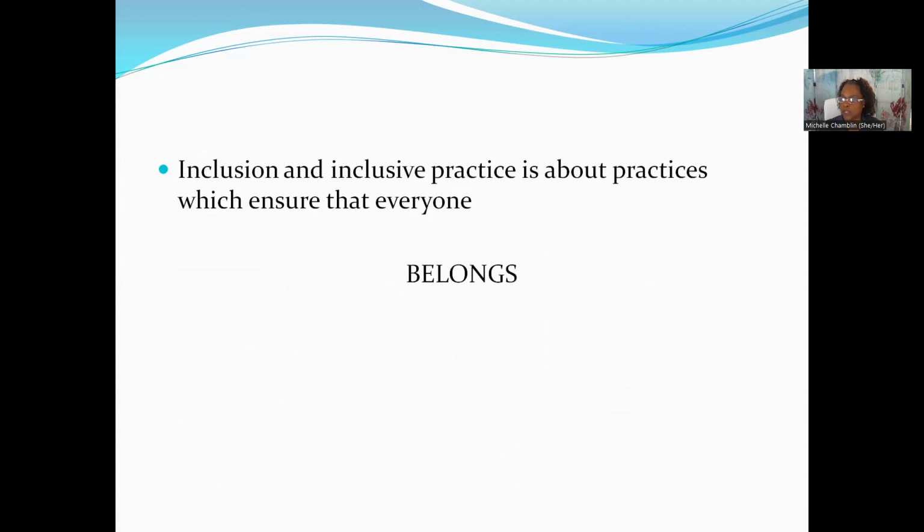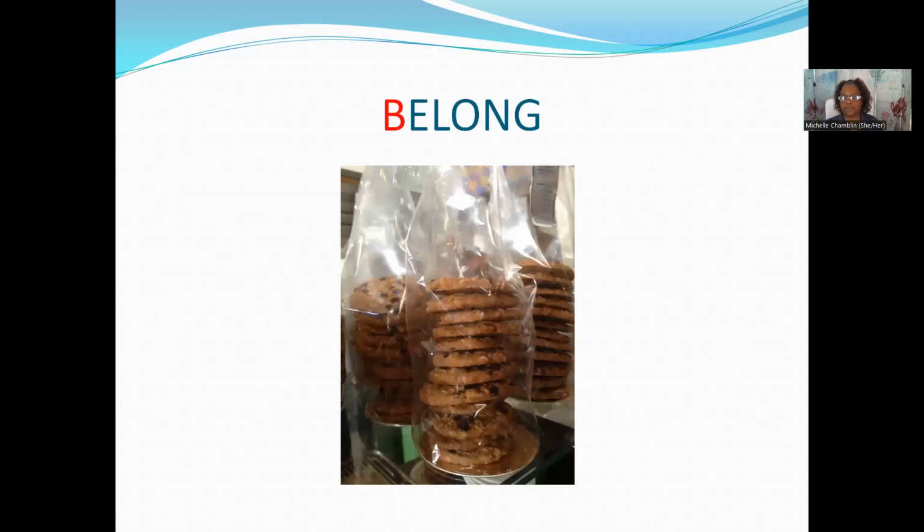So basically, when we talk about inclusion and inclusive practices, it's about a place, environment, classroom in which everyone belongs. And so I'm going to look at "belongs" as a word and stay on it as an acronym. So be. I want to tell you a little short story, which you've probably heard before. It's sort of like an urban legend, a modern day parable.